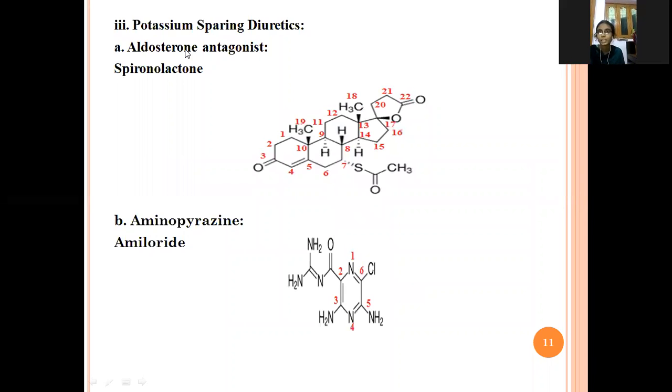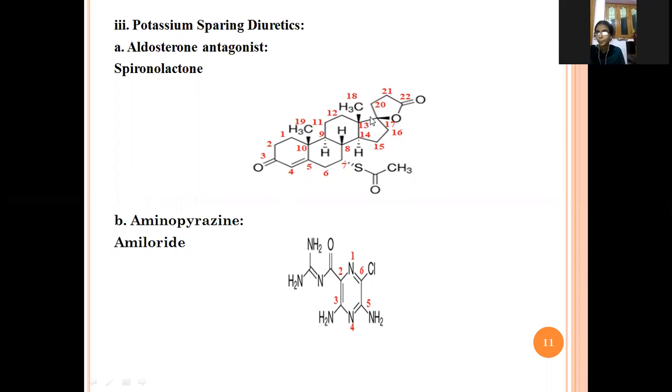Next one is potassium sparing diuretics. The first one is aldosterone antagonist. The drug is spironolactone. So this is the structure. If you see, this is the pregnane structure. See here, 1, 2, 3, 4. Four fused rings are there. So this four fused ring name is pregnane.